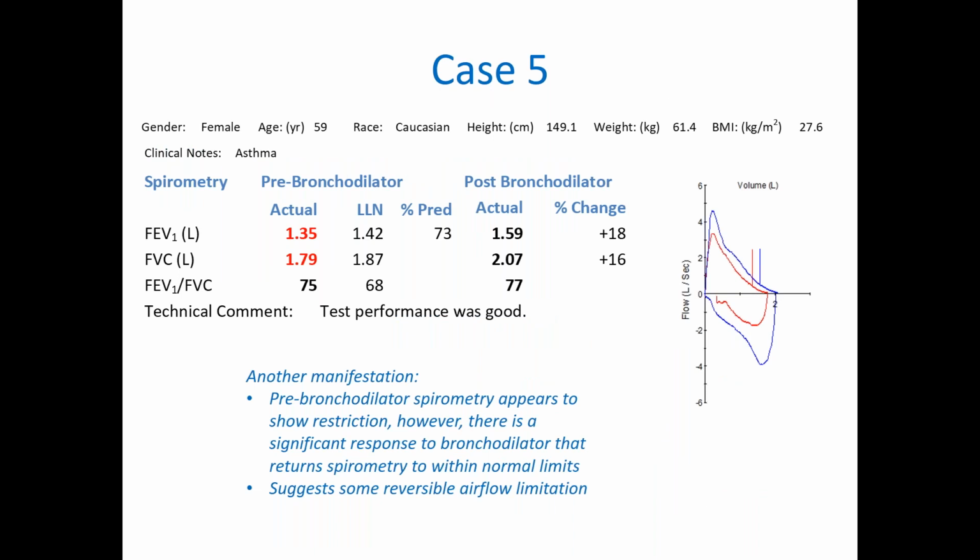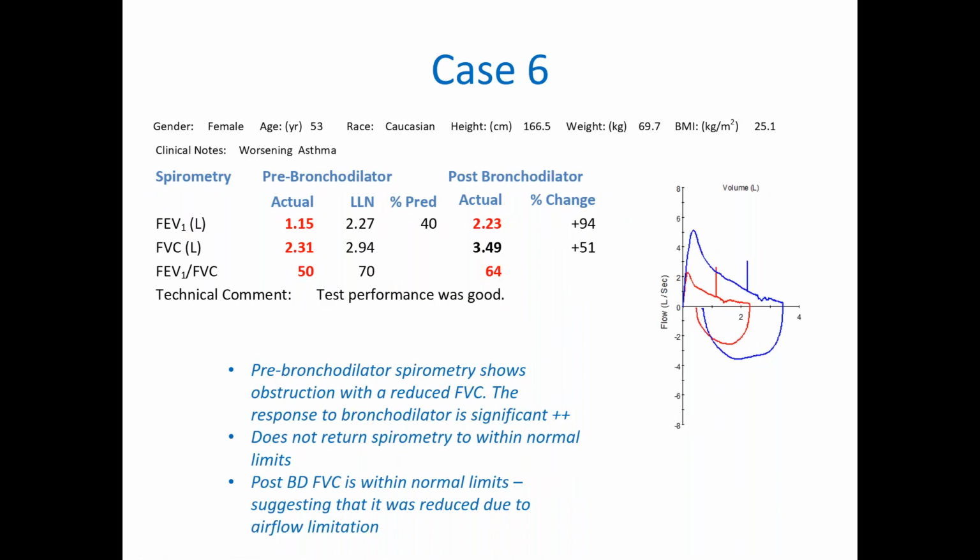Case number 5 shows a female with asthma as well. This example shows that on baseline spirometry, the patient appears to have a restrictive defect, but has a significant response to bronchodilator that returns spirometry to within normal limits. So this could be another manifestation of asthma and poor control.